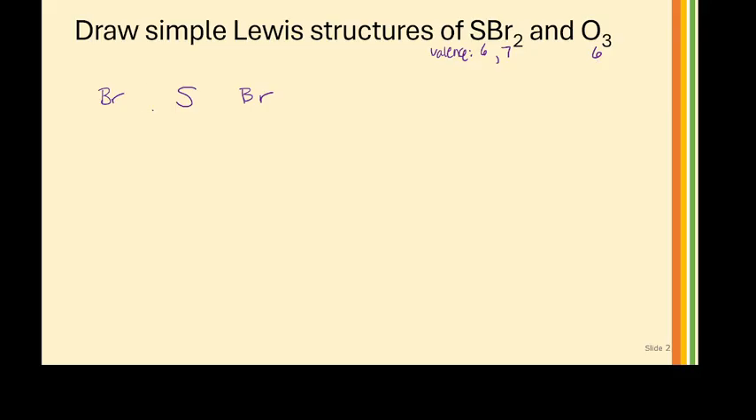I'll need that later on. All right, so let's start with sulfur. It has 6 valence electrons: 1, 2, 3, 4, 5, 6. Bromine, 1, 2, 3, 4, 5, 6, 7. And this one, 1, 2, 3, 4, 5, 6, 7.